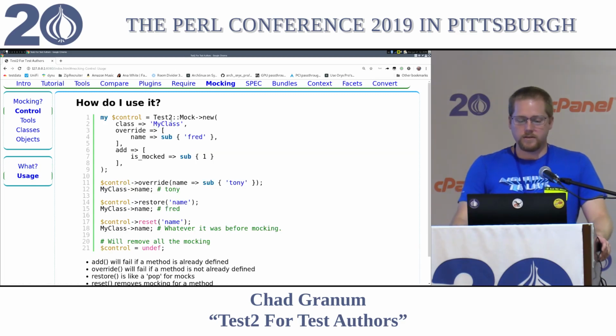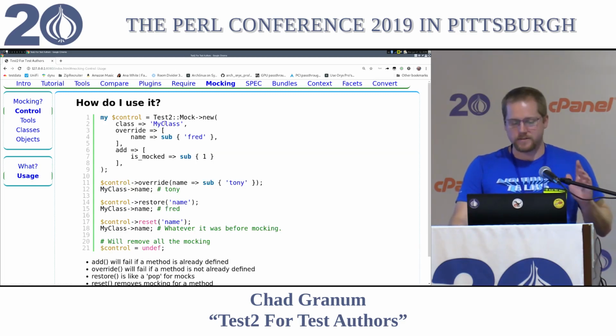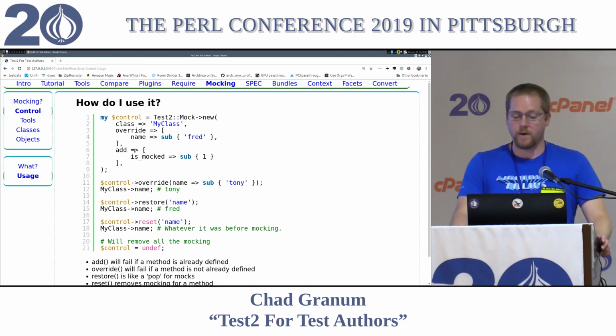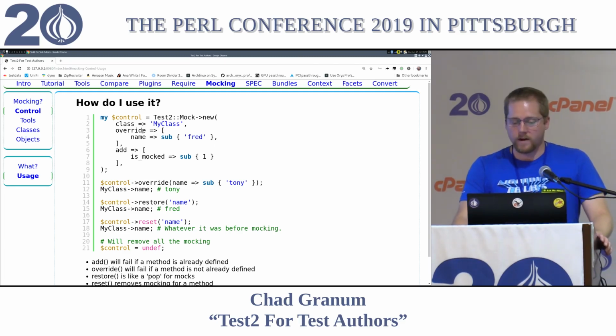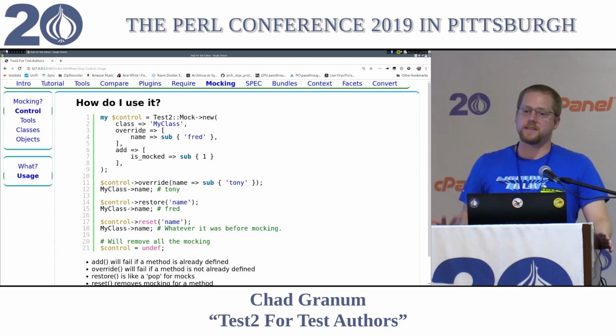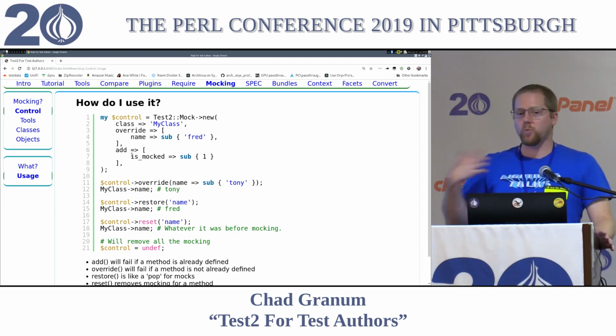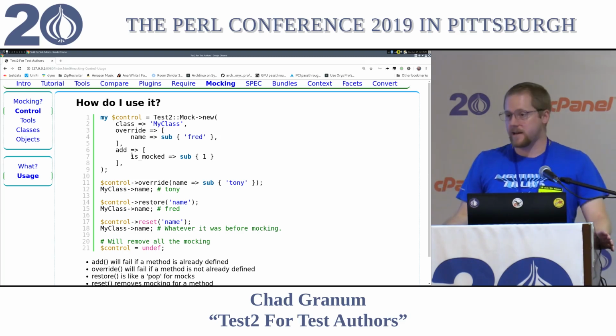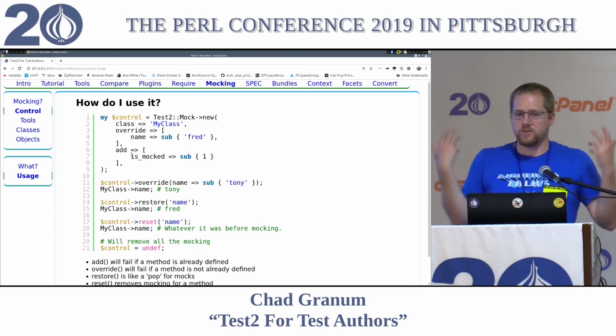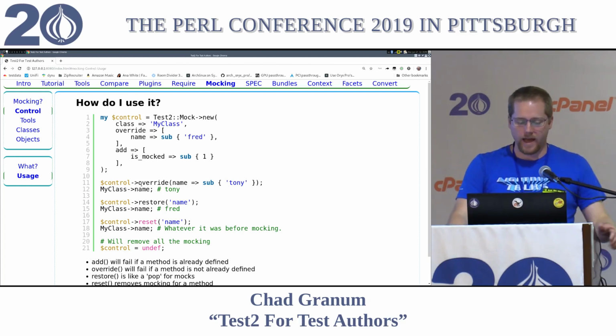So here's how you'd use it. Here's the hard way to use it. Let me clarify. Test2 mock, new, what class, what you want to override, what methods you want to add. There's also a set for if you're not sure whether or not it already exists. But for instance, override will fail if that method does not already exist. Add will fail if the method does already exist. And set is if you just don't care whether or not it's there, you want to override it.